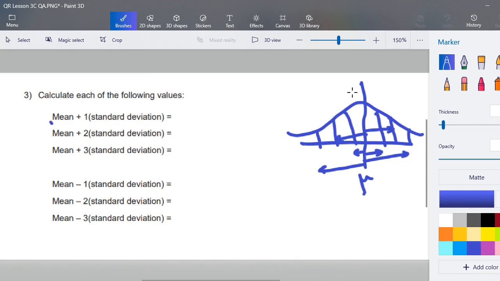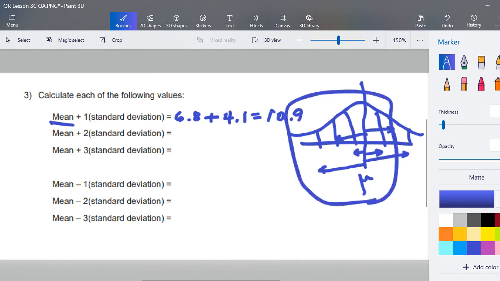So on this first little worksheet, question 3, they ask us to take the mean, which is 6.8, and add in 1 standard deviation. The value of a standard deviation is 4.1. When we add those together, 6 and 8 tenths plus 4.1, I'm getting 10.9. Jot these numbers down, because we're about to put them on our dot plot and look at the cool thing that happens with percentages of our data inside this idea called standard deviation.